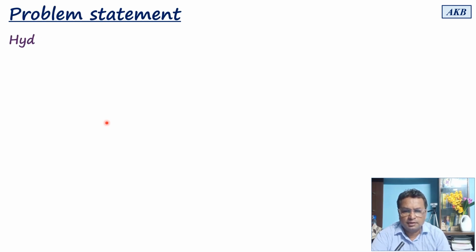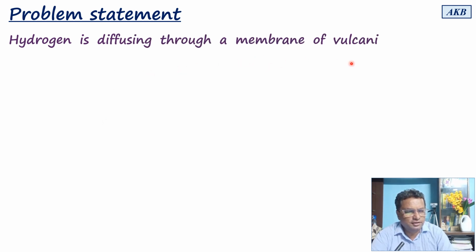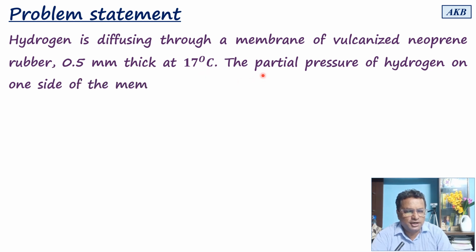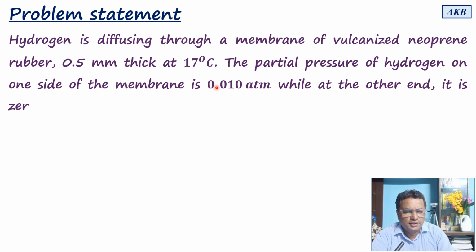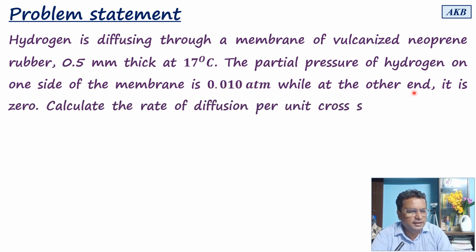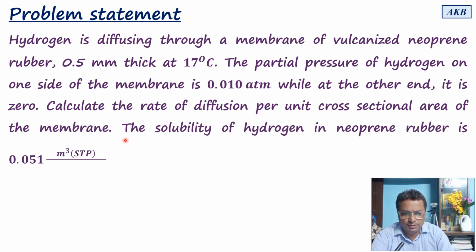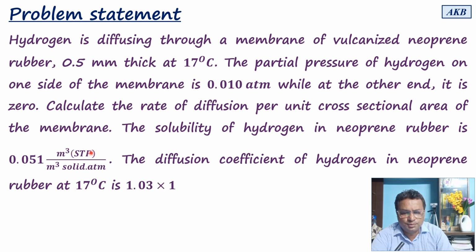Okay, so first let us look at the problem statement. Hydrogen is diffusing through a membrane of vulcanized neoprene rubber 0.5 mm thick at 17 degrees Celsius. The partial pressure of hydrogen on one side of the membrane is 0.010 atmosphere, while at the other end it is 0. Calculate the rate of diffusion per unit cross-sectional area of the membrane. The solubility of hydrogen in neoprene rubber is 0.051 meter cube, that is measured at STP per meter cube of solid per atmosphere. The diffusion coefficient of hydrogen in neoprene rubber at 17 degrees Celsius is 1.013 into 10 to the power minus 10 meter square per second.